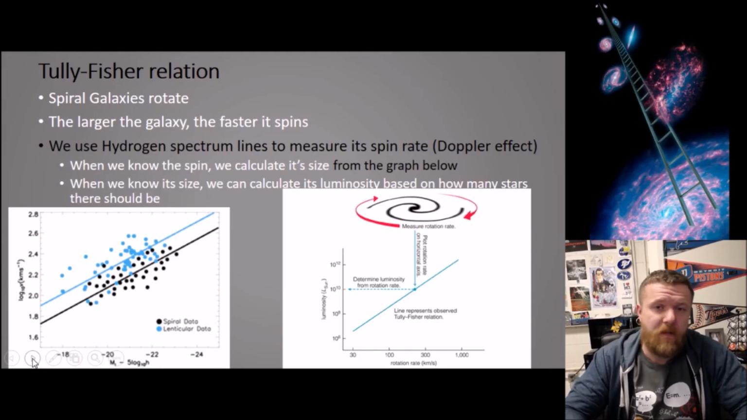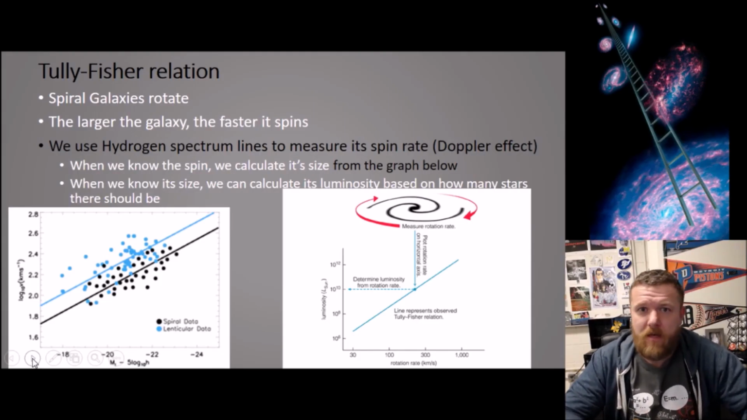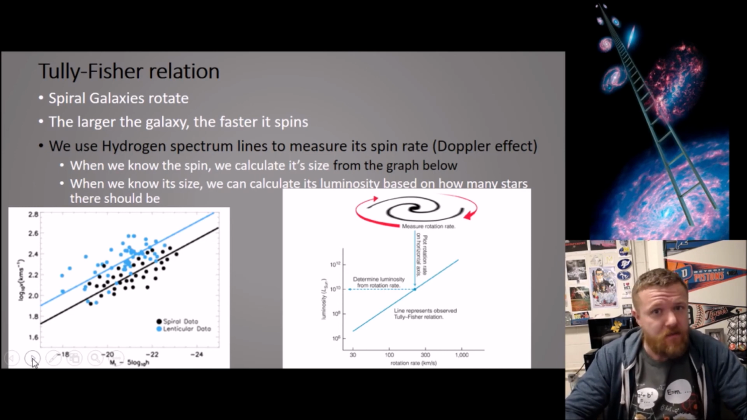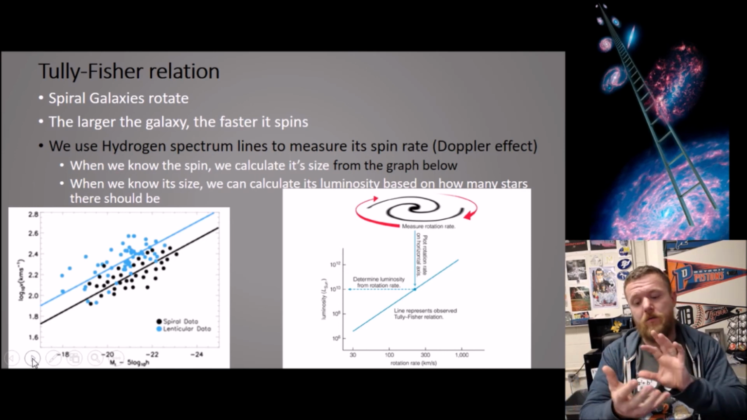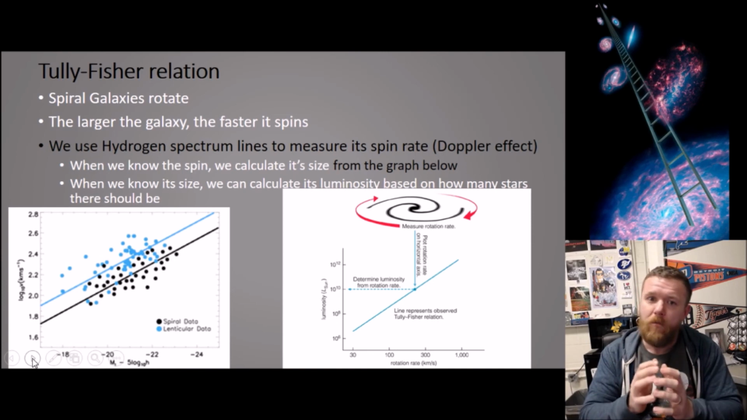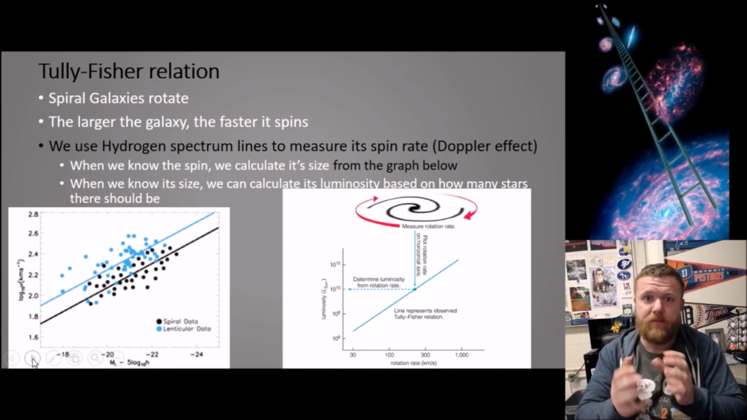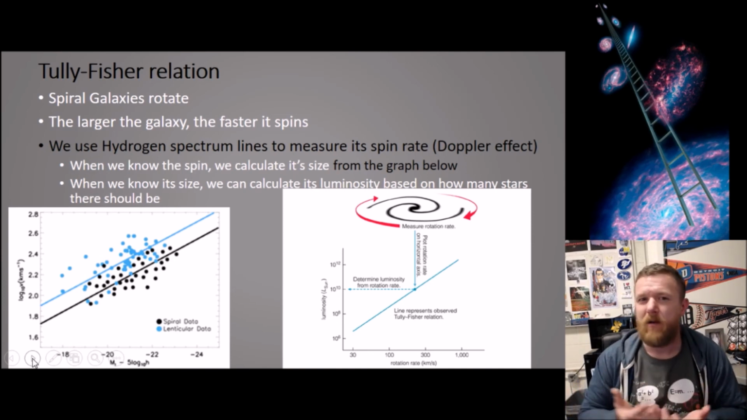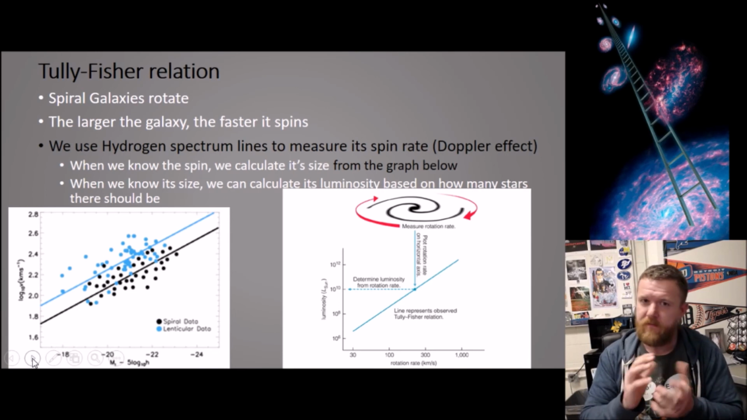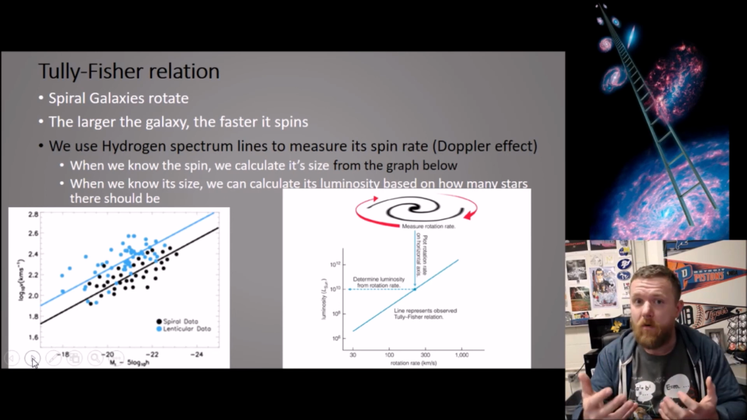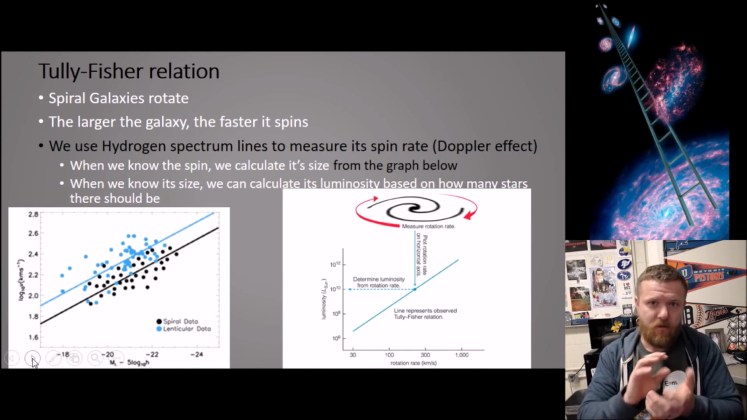The Tully-Fisher relation, named after the two guys who came up with this. So galaxies rotate. They are going to rotate around a supermassive black hole. The bigger the galaxy, the faster it spins. If it's a small galaxy, there's not a whole lot of gravity holding it together, and if it spins too fast, it will fly apart. The more gravity you have, the faster you are going to be spinning.